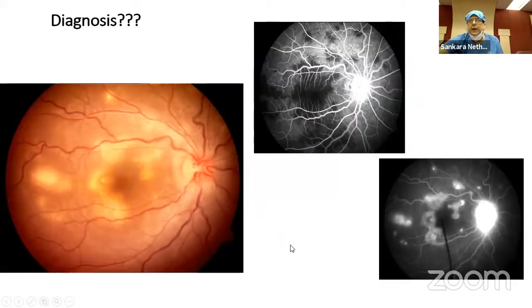You can see a placoid lesion in the choroid, and if you do a fluorescein angiogram, you see hypofluorescent lesions, which later on the whole lesions become hyperfluorescent.